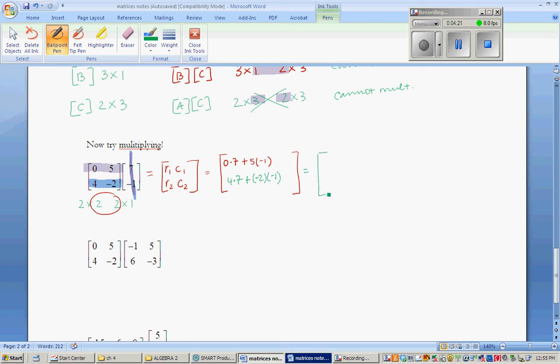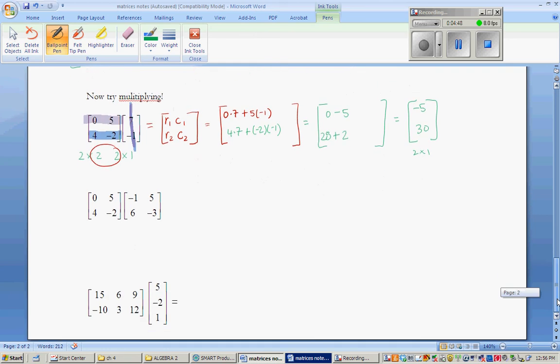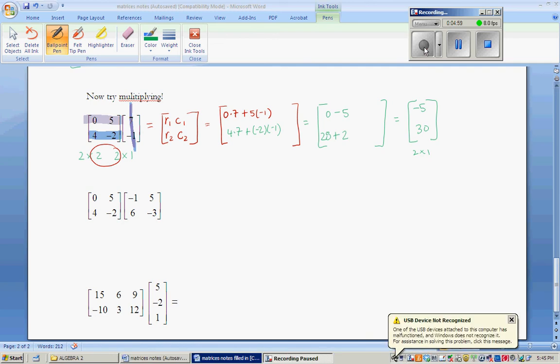And now we're going to clean this up a tiny bit more. I'm going to get 0 minus 5, and the other one is going to be 28 plus, because negative 2 times negative 1 is going to stay a plus 2. So our real answer is negative 5, 30. That is our new 2 by 1 matrix. We're going to try this second one together, and then you're going to try the third one on your own.